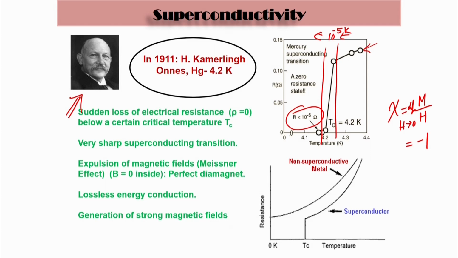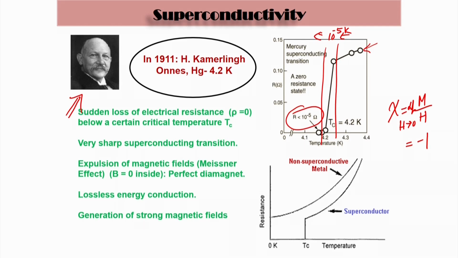In even the best of the systems that show diamagnetism other than the superconductors, the chi is really small, sometimes of the order of 10 to the power minus 4 or 5. However, in superconductors it is equal to 1.